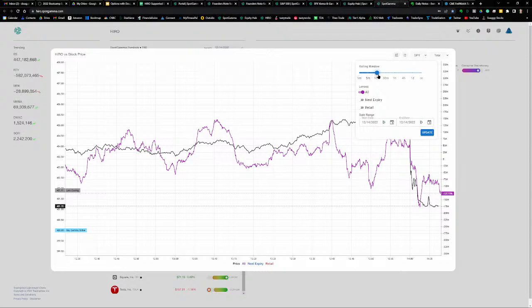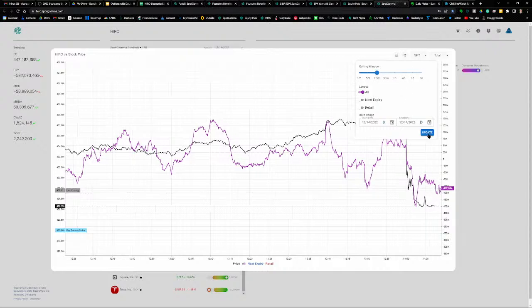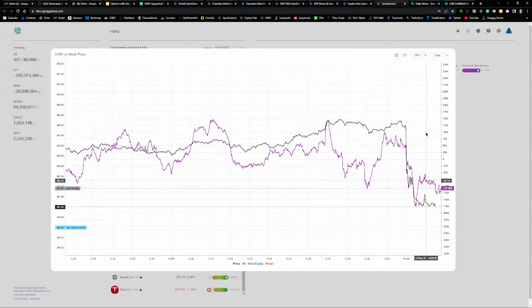I have the rolling window set to a fairly short time frame, 10 minutes here, so this is giving us pretty quick data. Now it looks like that may be short-lived.